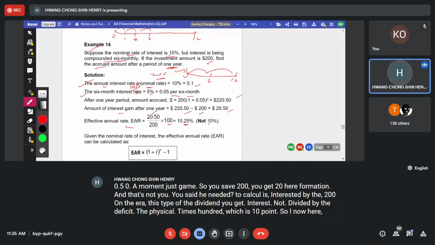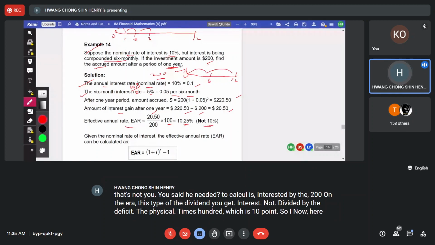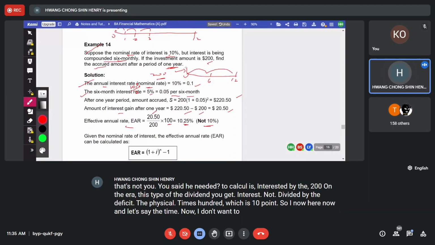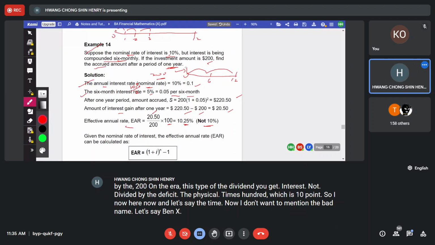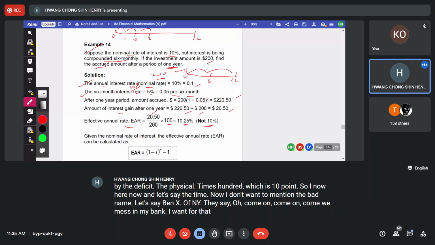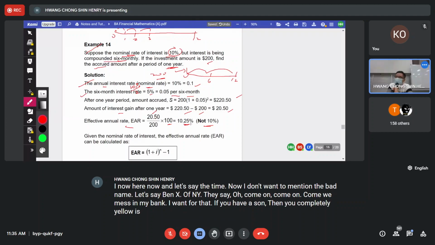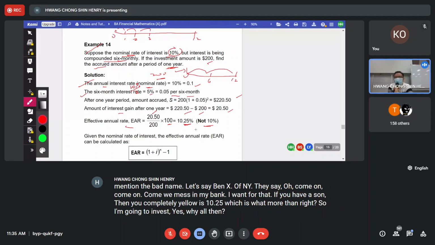Now here, not 10%. Let's say the bank, I don't want to mention the bank name, let's say bank X or bank Y. They say, come invest in my bank, I have one product, give you 10% annual. And then you calculate the EAR is 10.25, which is what? More than 10%, right? So are you going to invest?